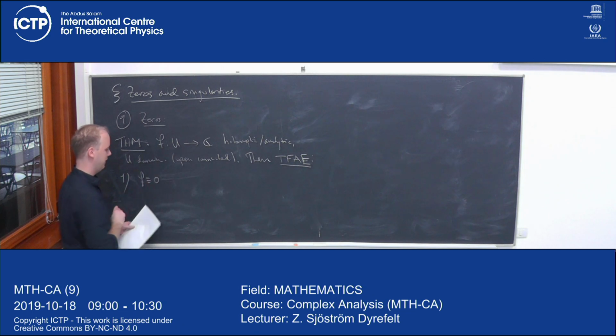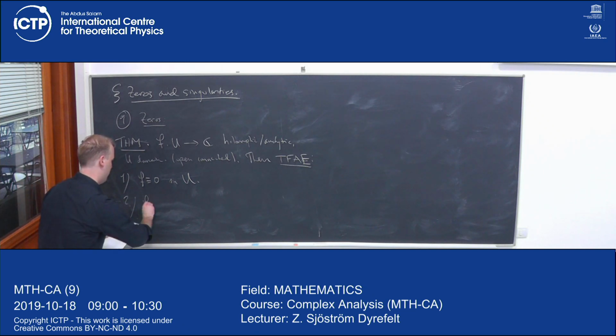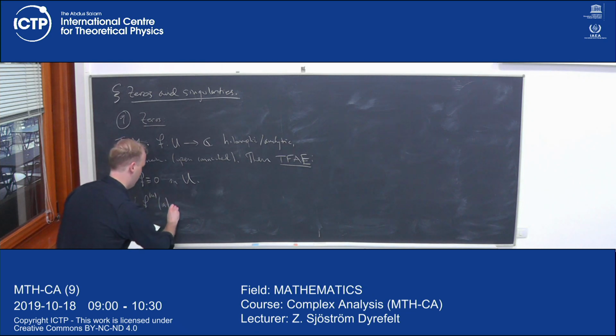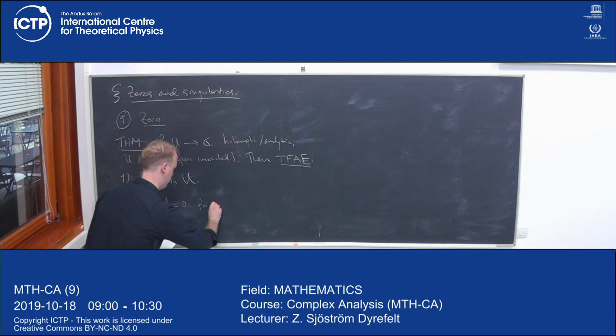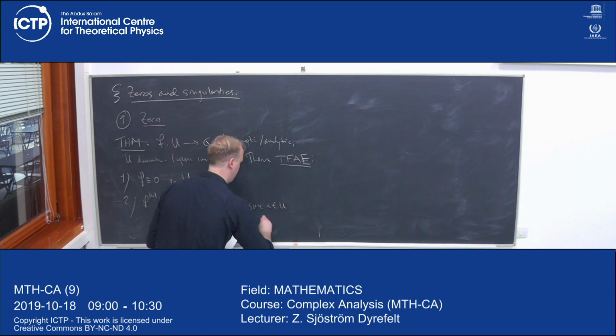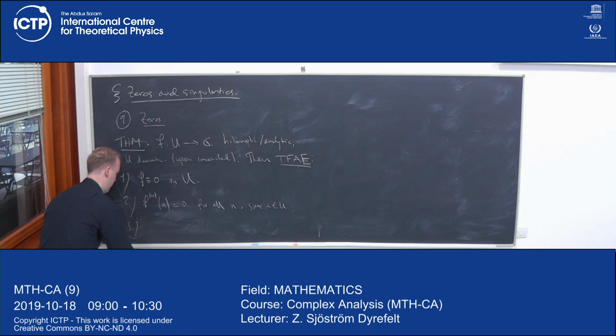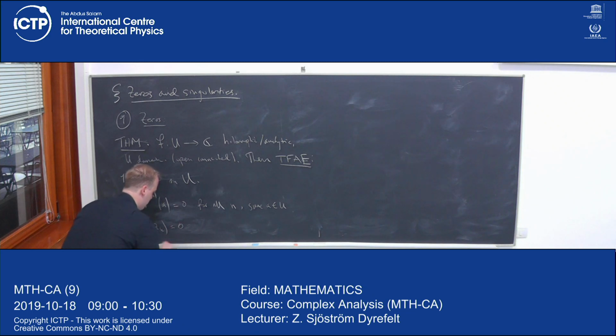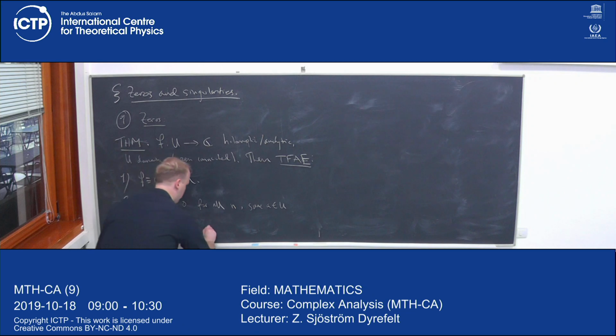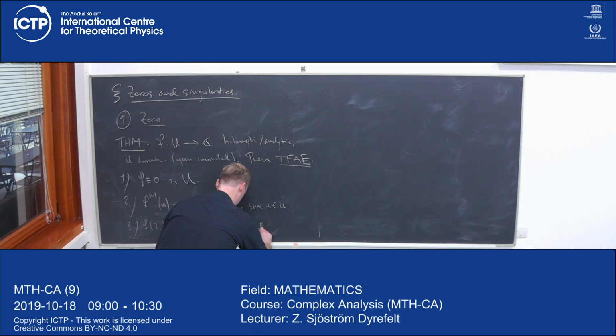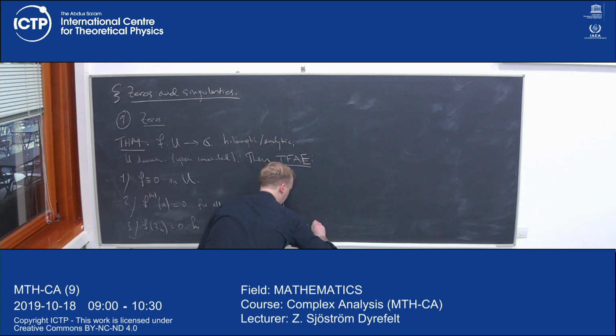One, f is identically 0 on U. Obviously a very special function. This is equivalent to the nth derivative of f at some a in U being 0 for all n. And 3, maybe the one that you think of most often: f of zk is 0 for some sequence zk, where zk is not equal to a, again for some a in U.